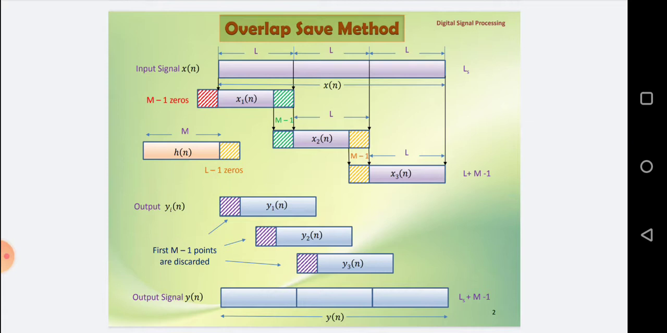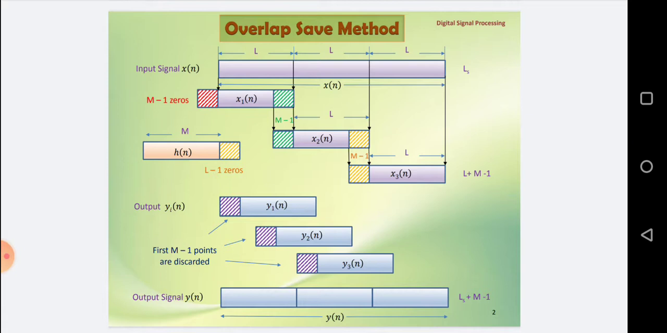Now in the next step, we have to take circular convolution of x1 of n with h of n, x2 of n with h of n and x3 of n with h of n. So here we are using the matrix multiplication method for calculating circular convolution of these sequences. After calculating circular convolution, we will get different output blocks. So as per this figure, the output blocks will be y1 of n, y2 of n and y3 of n.